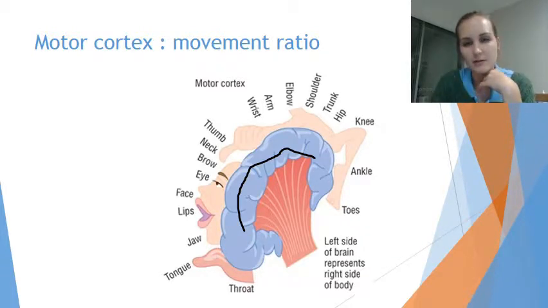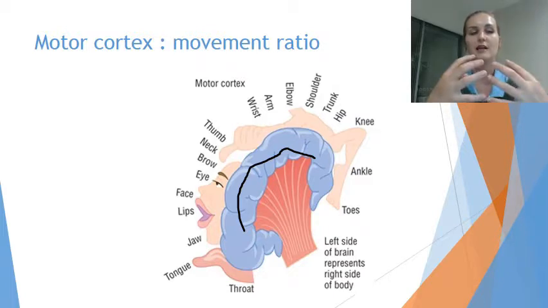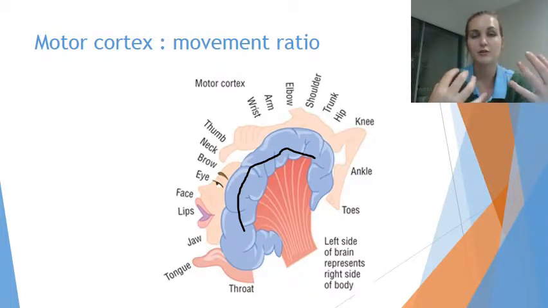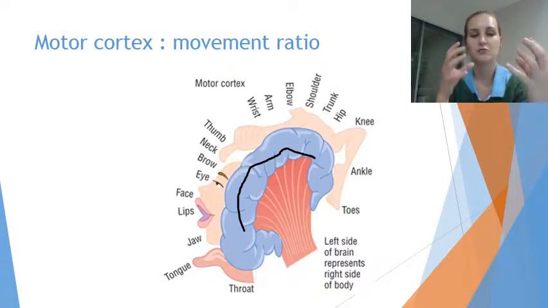Now, the reason that it looks a bit funny and there's some parts that are a lot bigger than others is showing how highly represented each part of the body is within the motor cortex. Okay, so if it's bigger, it's more represented, and if it's smaller, it's less represented. Meaning, if it's more represented, it is richly innervated by motor neurons. Okay, so it has a lot more nerves going to that area to control the movement in that area. So obviously the face has a lot, the tongue has a lot, and the hands have a lot because they're tricky, require a lot of fine motor control.